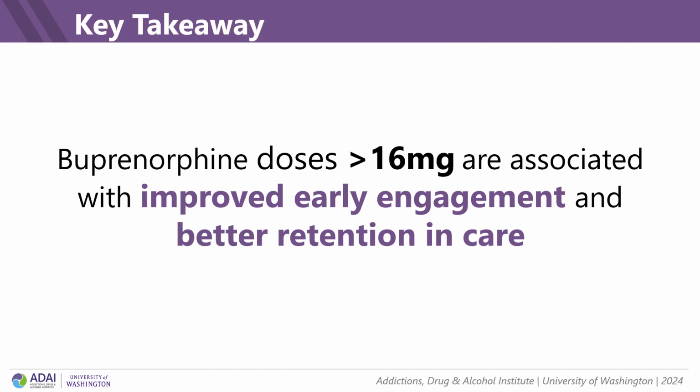The key takeaway here is that buprenorphine dose matters, and that buprenorphine doses of greater than 16 milligrams are associated with improved early engagement and better retention in care. And with the influx of fentanyl into the drug supply, it is likely that higher doses of buprenorphine will be needed to achieve therapeutic effect for patients who are engaged in medication for opioid use disorder treatment.